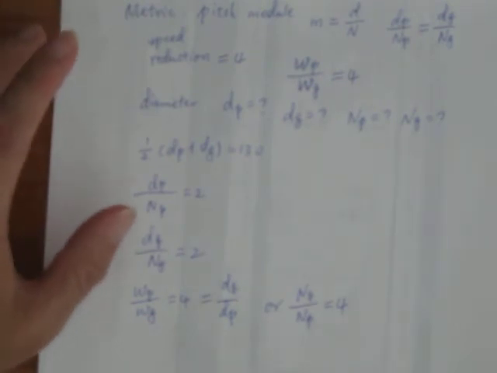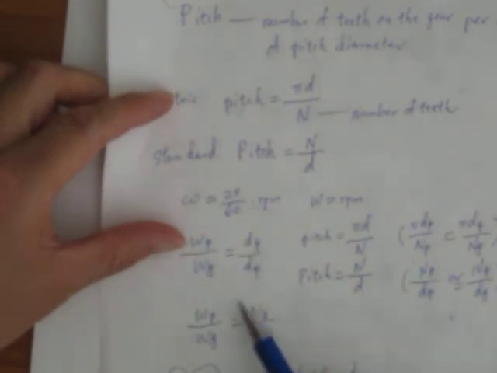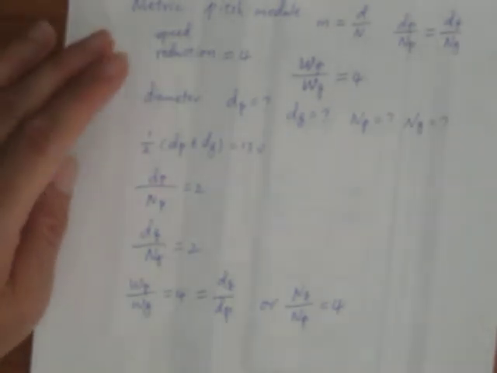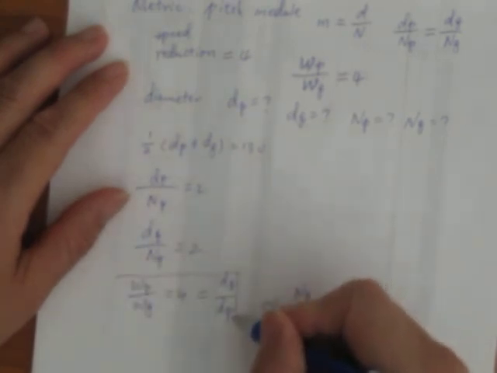We have this formula here and here. So you can use either one. Just use one, don't use both. Okay, just use one, don't use both. Let's say I'm going to use this one here.